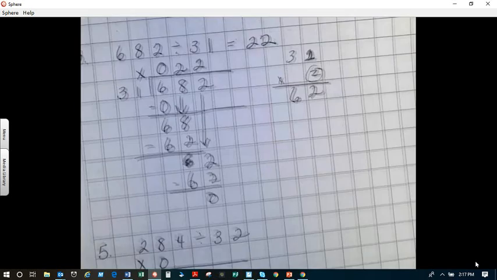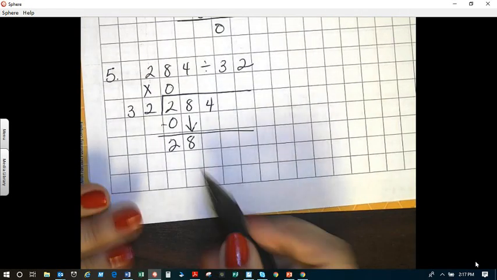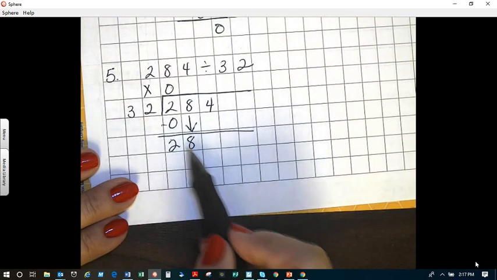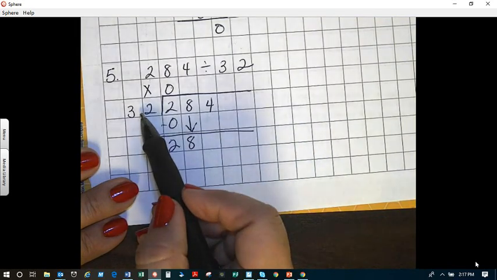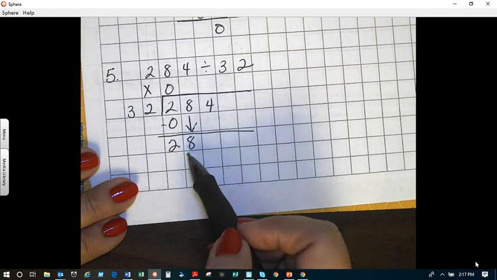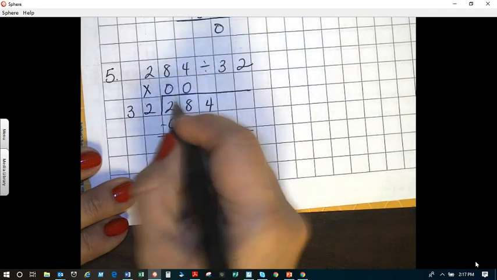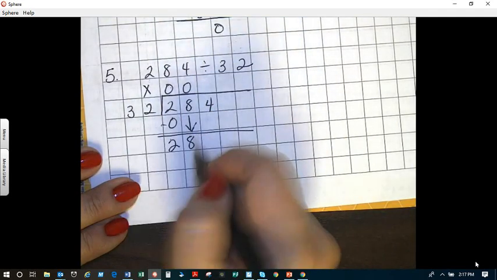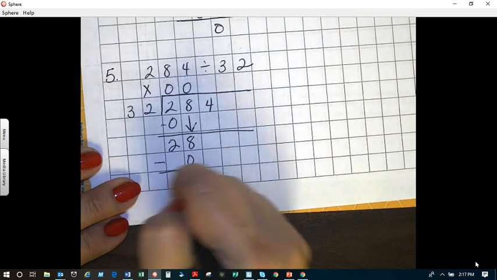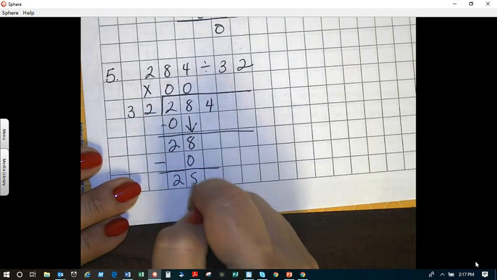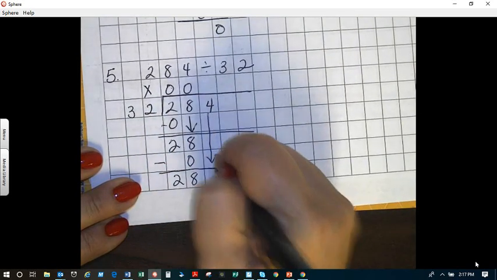Oh, so sorry about that. Let me move this up. Okay, so this is where I'm at. Now I have the 28. Okay, 32 cannot go into 28. It is less than, this is too big, so I have 0. And then 0 times 32 equals 0. Bring down my 2 and my 8, and now I have my 4.